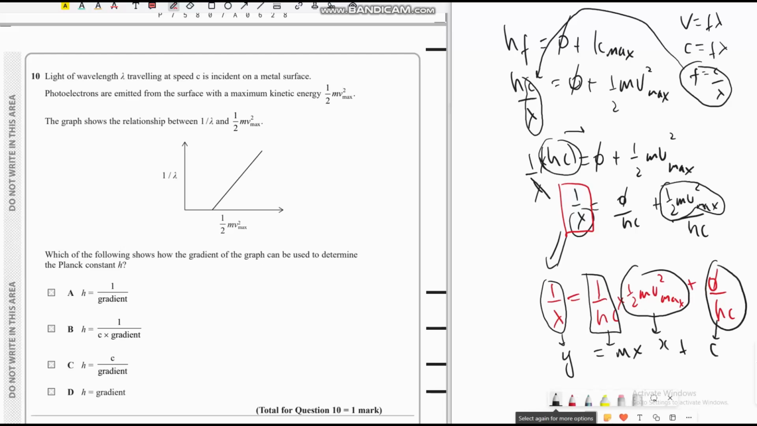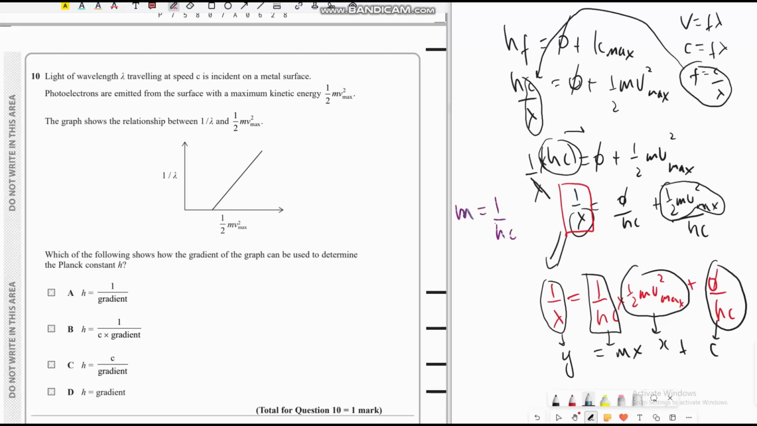Phi, h and c are constants. Here also h and c are constants. The only variables are lambda and half m v squared. So we have taken the y variable as 1 over lambda and the x variable as half m v squared max. They are asking about the gradient of the graph. If I talk about the gradient, it will be equal to 1 over hc.